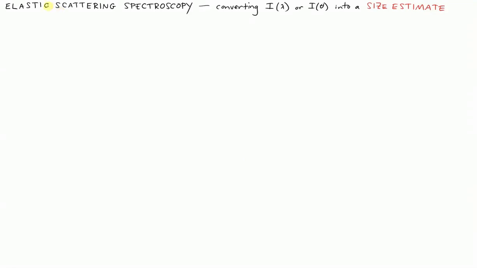This tutorial is going to explain how we can use elastic scattering spectroscopy to measure the size of something in a cell. And what I mean by that is that we're going to measure intensities as a function of wavelength or intensities as a function of scattering angle. And in either case, the goal is to get a size estimate, say of the nucleus or of the other organelles inside of a cell.